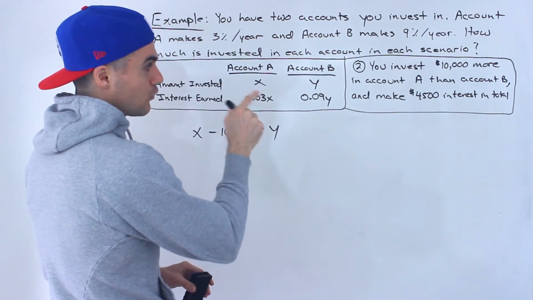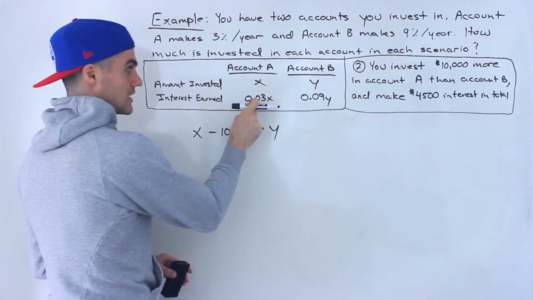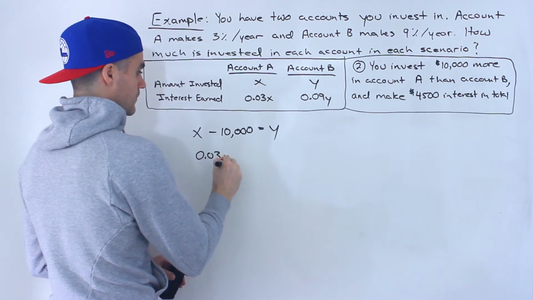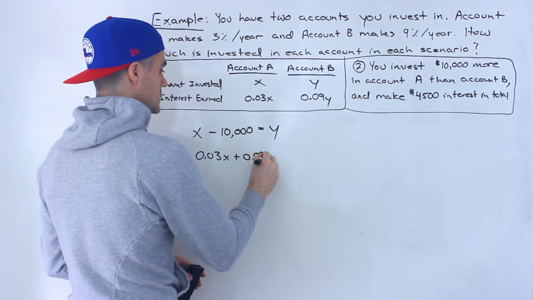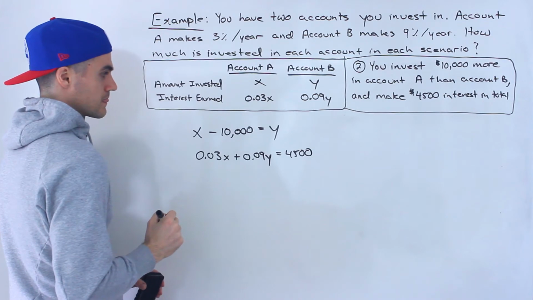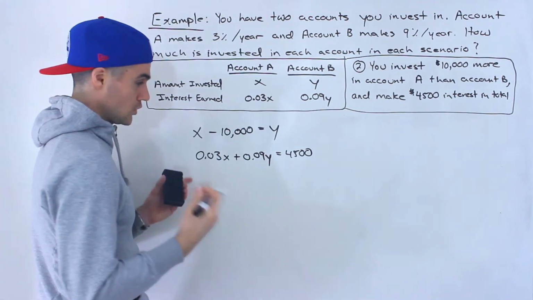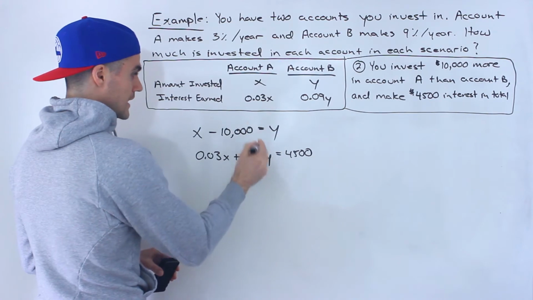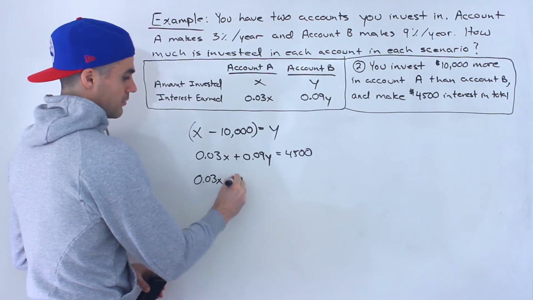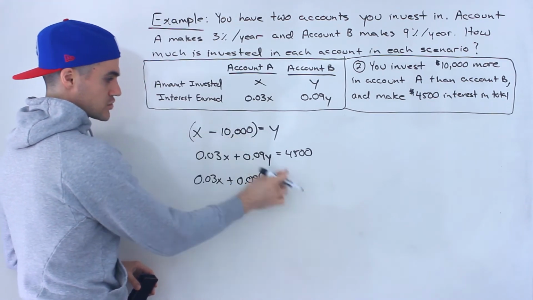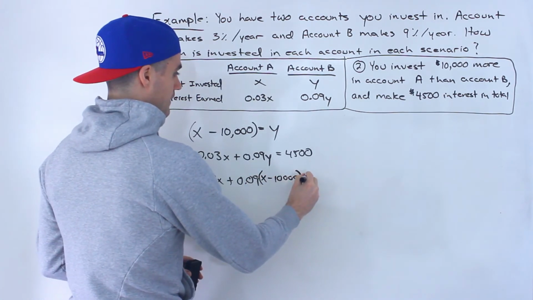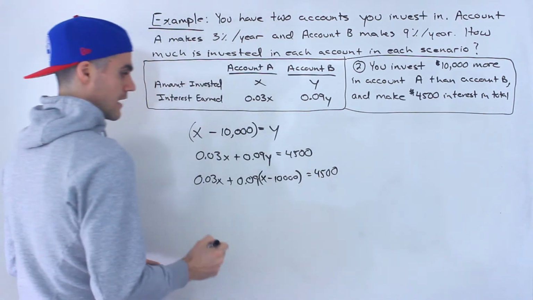And then it says you make 4,500 interest in total, meaning the interest in account A is this, interest in account B is this, so them added up would give us 4,500, like that. And so we got two equations, two unknowns, and notice that y is already isolated, so I'm just going to take this and plug it in for y. So we would have 0.03x plus 0.09, and then this expression I'm going to put in brackets, so x minus 10,000, and then that's going to equal 4,500, like that.